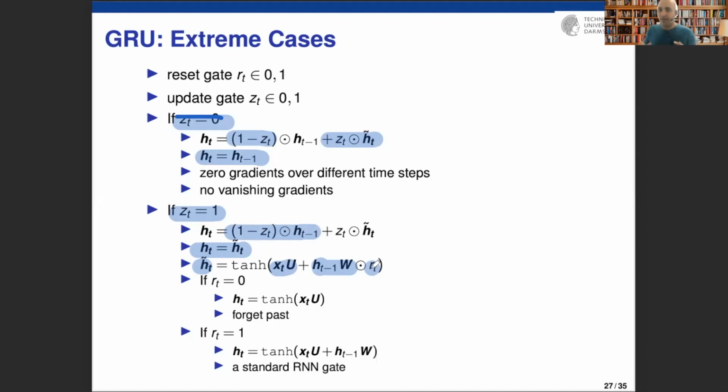So we do not use the value or the content of the hidden state of the previous step completely, but we let the model decide how much of this content should be used for the memory at the current step. If the reset gate is 0, it means we do not use any information from the previous step, right?